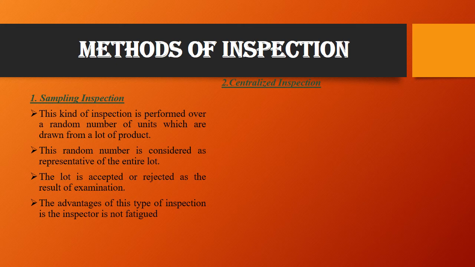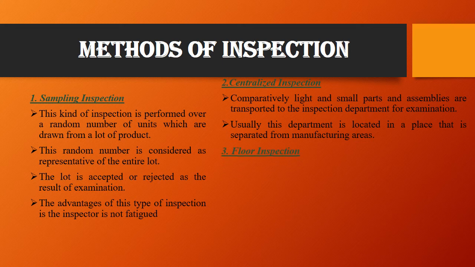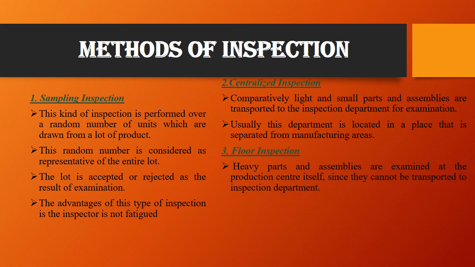Second one is centralized inspection. Comparatively light and small parts and assemblies are transported to the inspection department for examination. Usually, this department is located in a place that is separated from the manufacturing areas. The third type of inspection is floor inspection. Heavy parts and assemblies are examined at the production center itself since they cannot be transported to the inspection department.